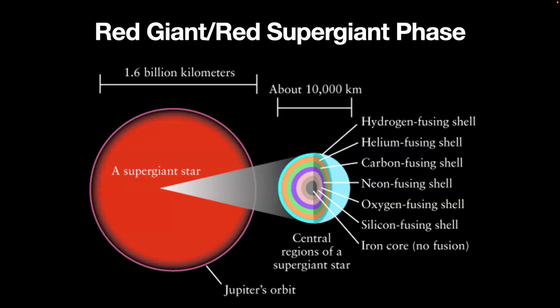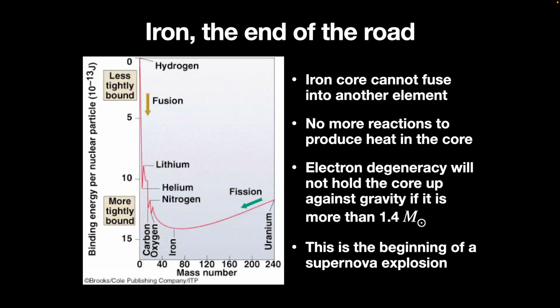So we have a hydrogen fusing shell at the top here. And then we have some helium, carbon, neon, oxygen, silicon, and finally an iron core. There might be some magnesium fusing in here too, but one of the important parts is we have an iron core right here. So iron is the end point.